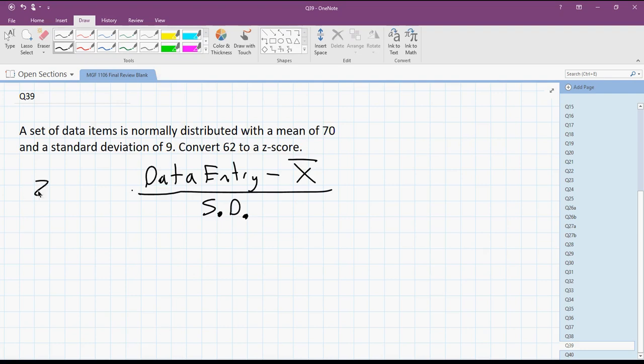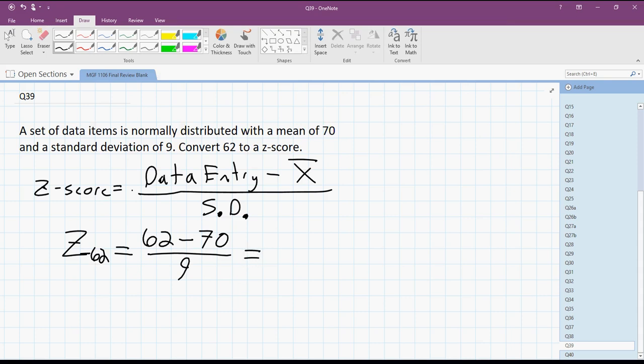So you want to find the z-score? That's all you have to do. So what is our data entry? 62. So it'll be 62 minus, what's the mean? 70. Divided by, what's your standard deviation? 9. And they will want you rounding to the nearest hundredth. What do you get?